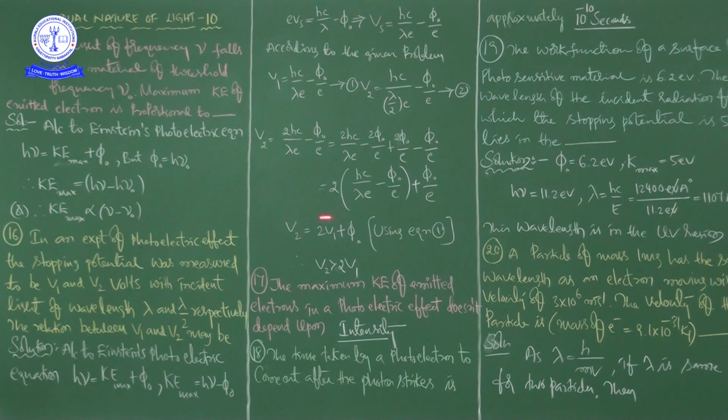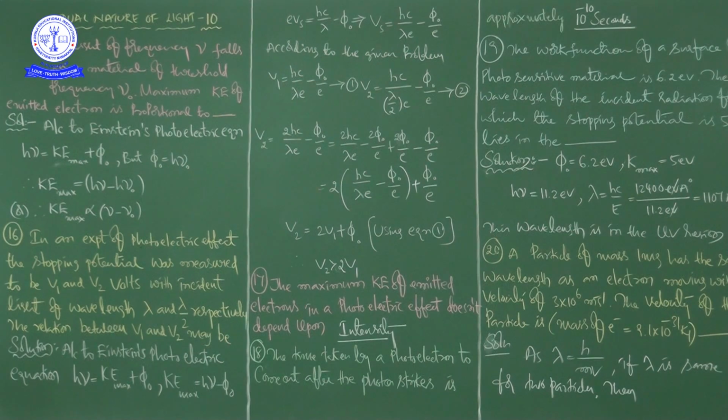Okay, so V2 is equal to, like V1, see here. So using equation 1, V2 is equal to 2V1 plus phi naught, right? So from this I can write V2 is greater than 2V1. V2 is greater than 2V1, because if you add something to the 2V1, then it will be equal to V2.